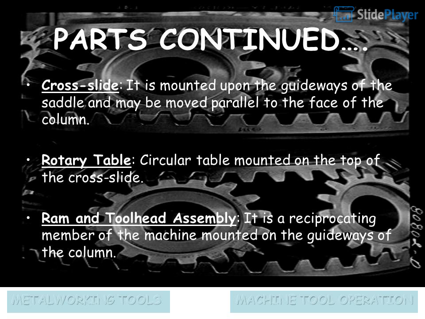Parts continued. Cross slide, it is mounted upon the guideways of the saddle and may be moved parallel to the face of the column. Rotary table, circular table mounted on the top of the cross slide. Ram and tool head assembly, it is a reciprocating member of the machine mounted on the guideways of the column.